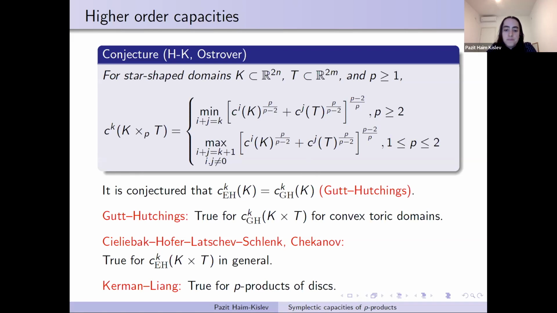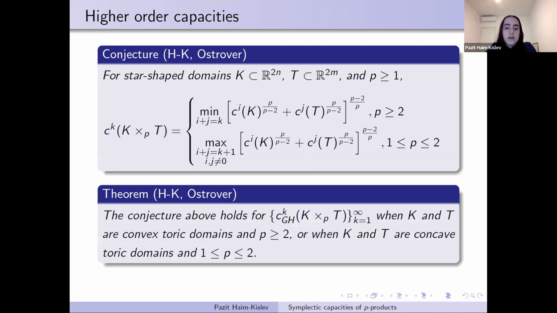Okay, and in fact, the beautiful formulas of Gutt and Hutchings for the cases of convex and concave toric domains allow us to show that these formulas indeed hold for K and T convex toric domains if p is bigger than 2, and for K and T concave toric domains if p is smaller than 2. So in those cases, we know it as well.